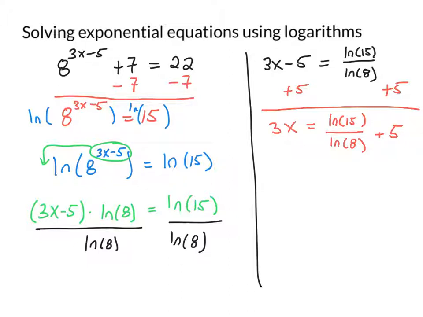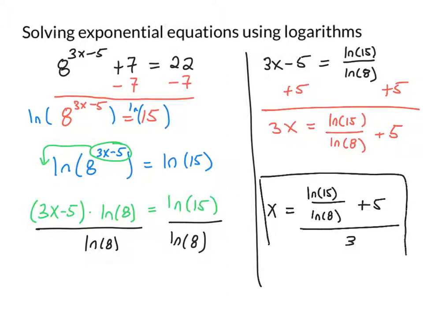And what we end up with is x is equal to this entire thing, the natural log of 15 divided by the natural log of 8 plus 5. This whole thing all divided by 3. And so this right here is my exact answer.